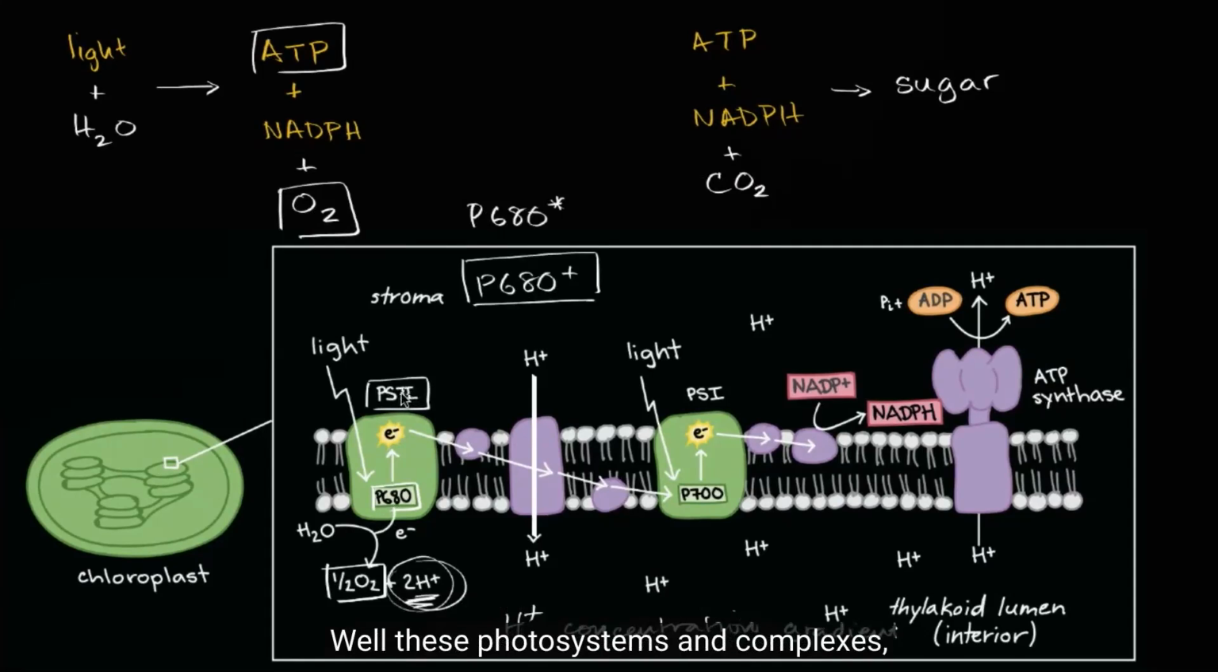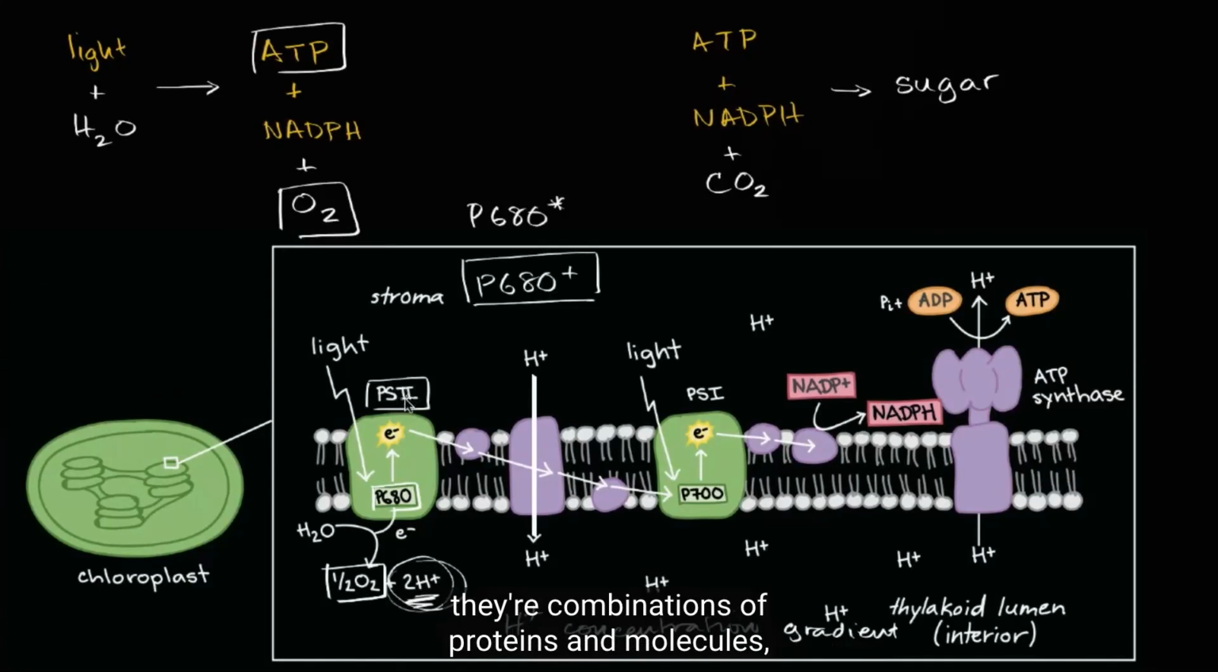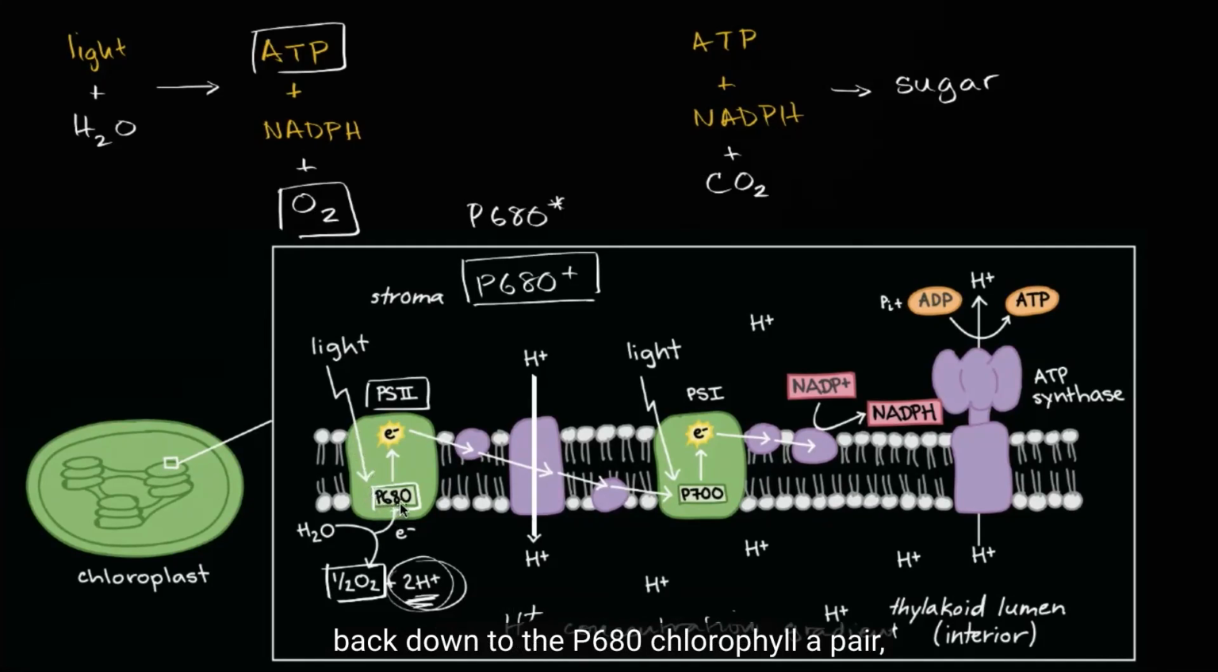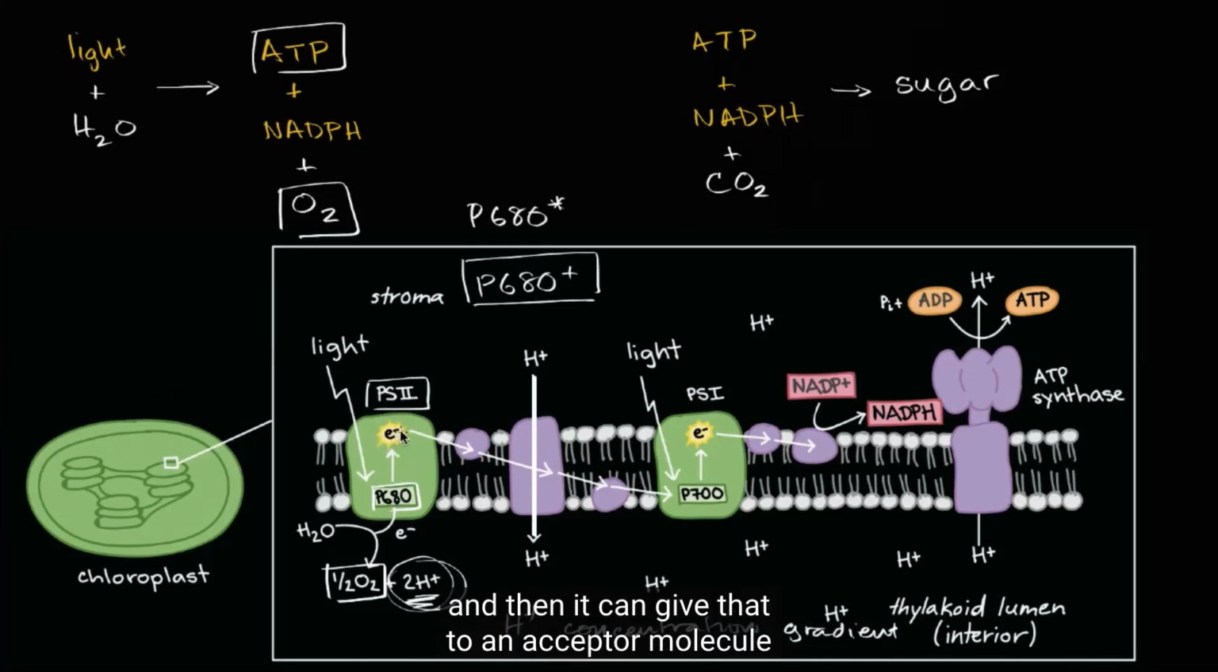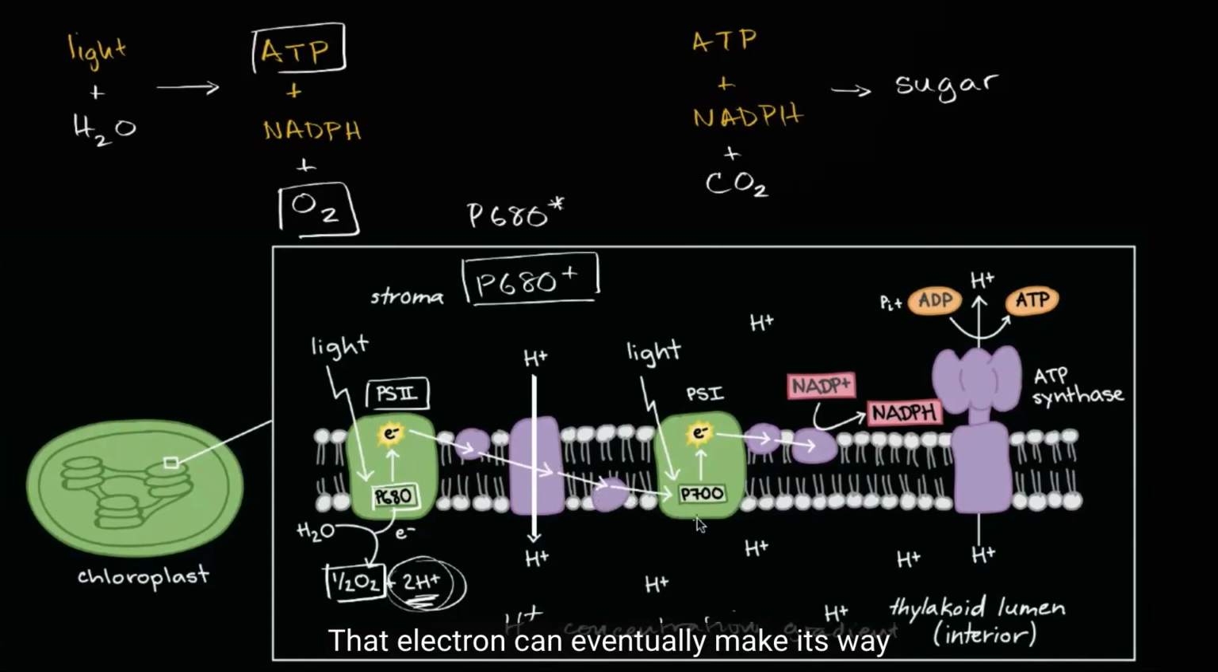Well, these photosystems and complexes are combinations of proteins and molecules, and a photosystem in particular has chlorophyll and variations of chlorophyll and pigment molecules that are responsive to light, that have electrons that can get excited by light, and they can transfer that energy back down to the P680 chlorophyll A pair, which then can have its electron excited, and then it can give that to an acceptor molecule, and then it can go to lower energy states and pump those hydrogen ions out. But that's not the entire light-dependent reactions. That electron can eventually make its way over to photosystem 1.